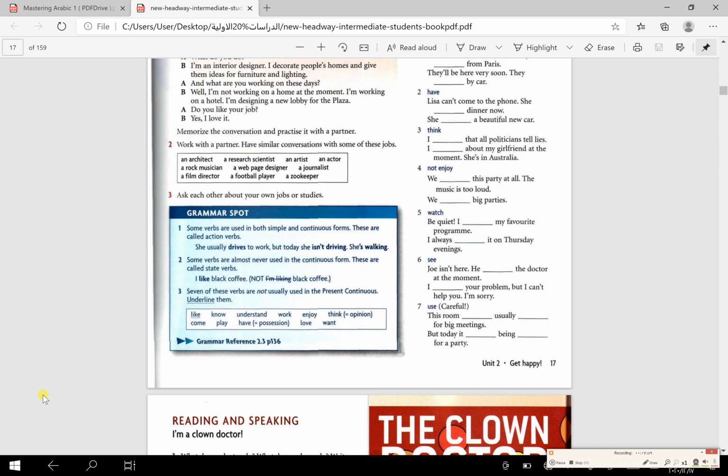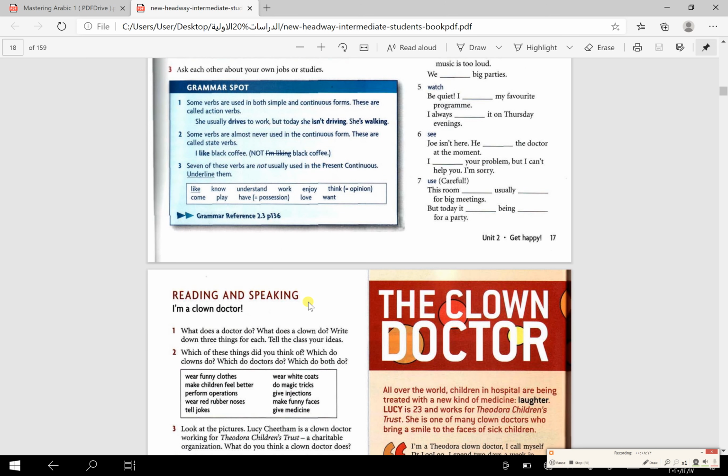Okay, so here I can use it like present continuous, but when I use it with the possessive, absolutely I can't use it. Okay, it becomes like a non-action verb. We have love, want, see. So all these kinds are non-action verbs. So we cannot use them with the present continuous. I cannot put ing with the present continuous.